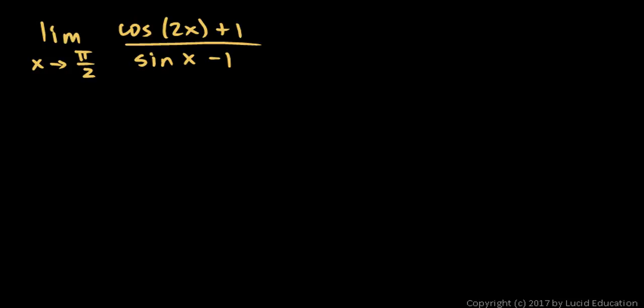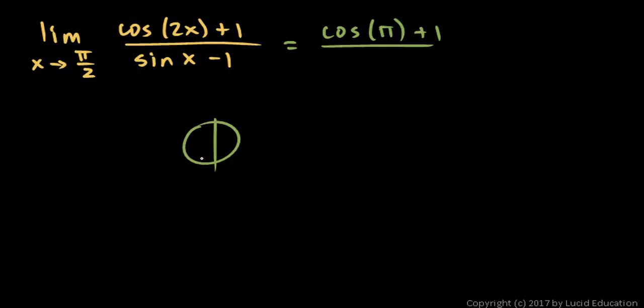Here's another example. The limit as x approaches pi over 2 of cosine of 2x plus 1 over sine x minus 1. And so let's try putting in pi over 2 here. Then when we do that, we get cosine of 2 times pi over 2 is cosine of pi plus 1 over the sine of pi over 2. Remember, on the unit circle, pi over 2 is right at the top. Sine of pi over 2 is 1. So then cosine of pi is negative 1. So negative 1 plus 1 is 0. We get 0 over 0.